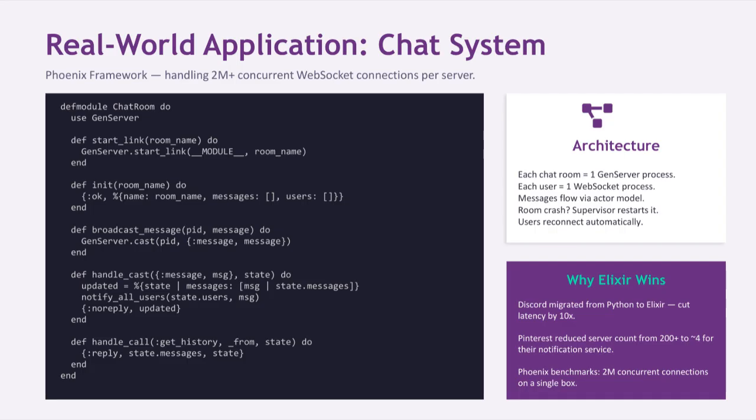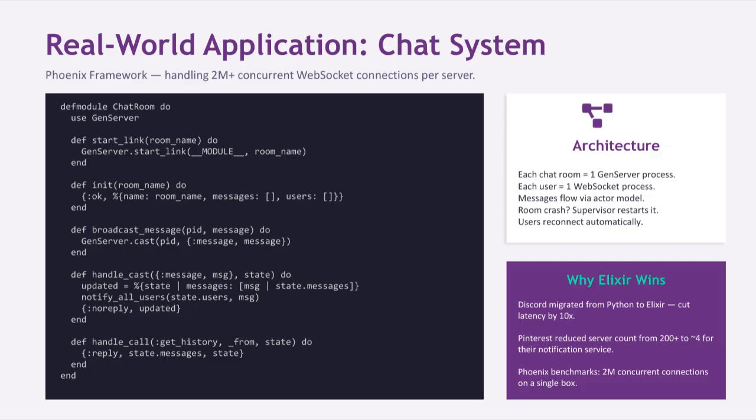To tie it all together, let's look at a real-world example, a chat system built with GenServer, Elixir's general-purpose process wrapper. The code shows a chat room module. Each chat room is a separate GenServer process with its own isolated state. Users send messages via broadcast message. GenServer handles both cast messages, fire and forget, and call messages, request-response, through dedicated callback functions.